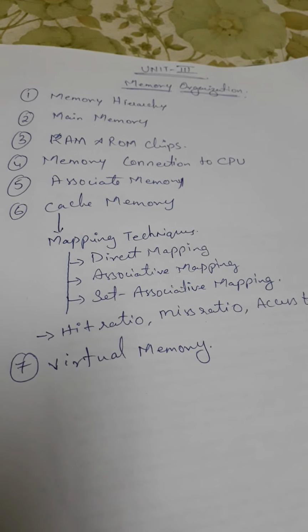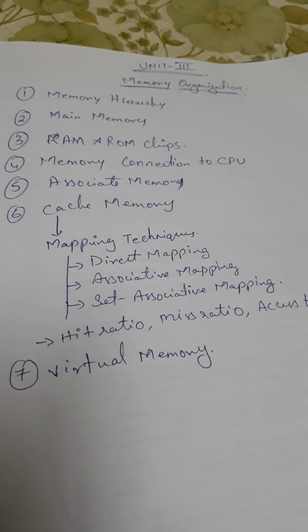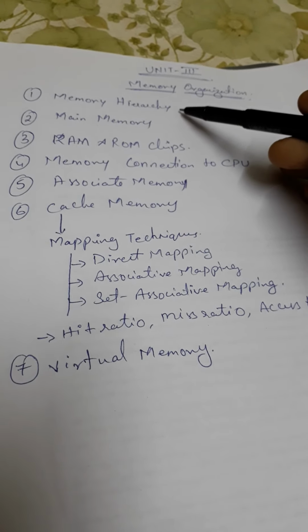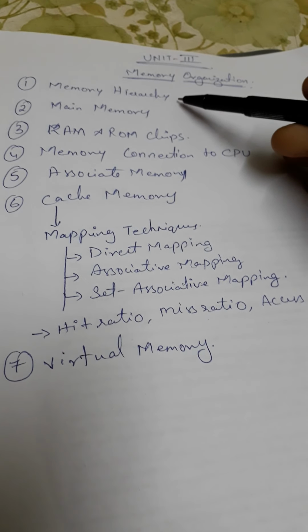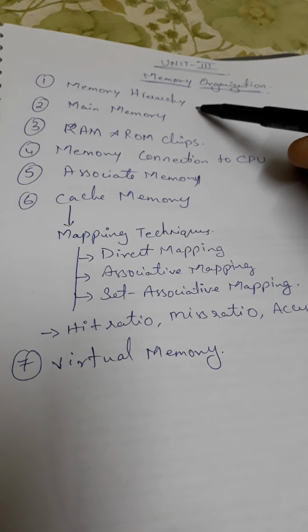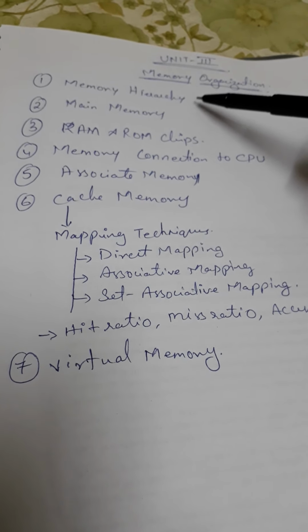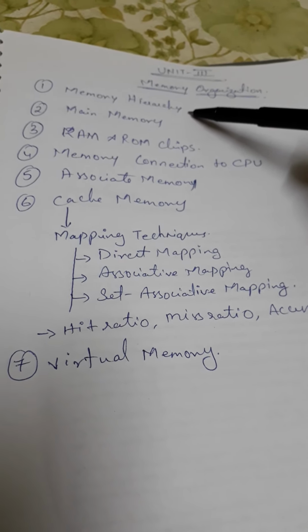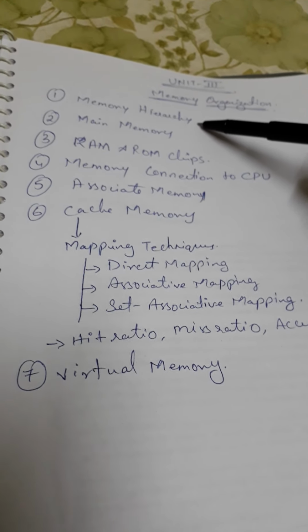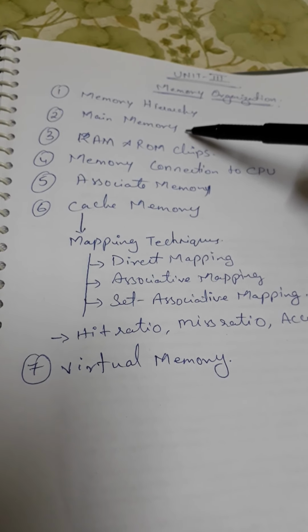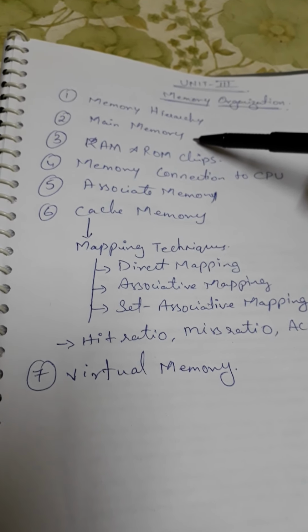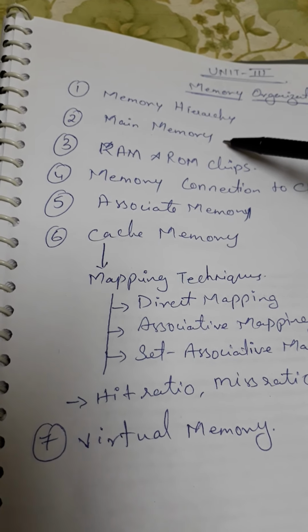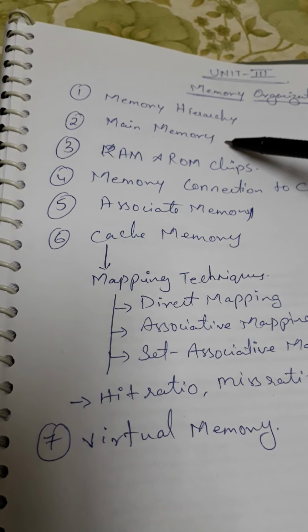in this unit. As you can see, the first topic we are going to see is memory hierarchy. In this topic we will try to list out the different types of memories we have and how we can place them in a hierarchy. And then we'll move on to the next topic, which is main memory. In this topic we will talk about the importance of the main memory and the different types of main memories we have.